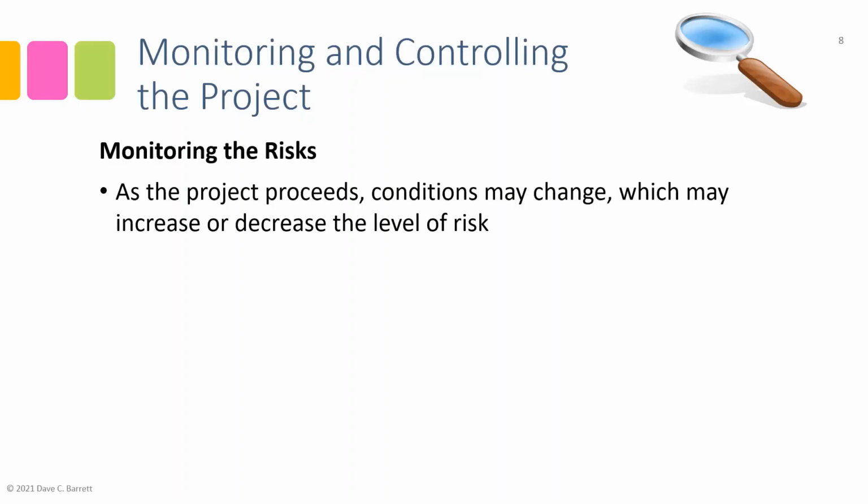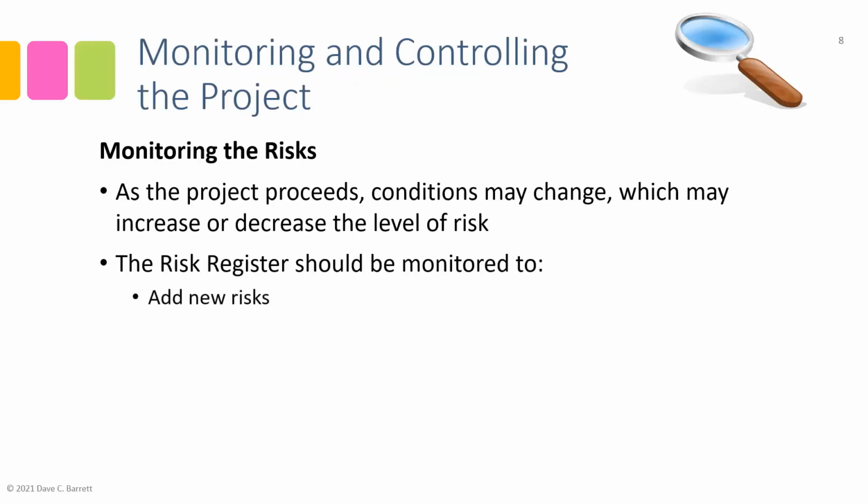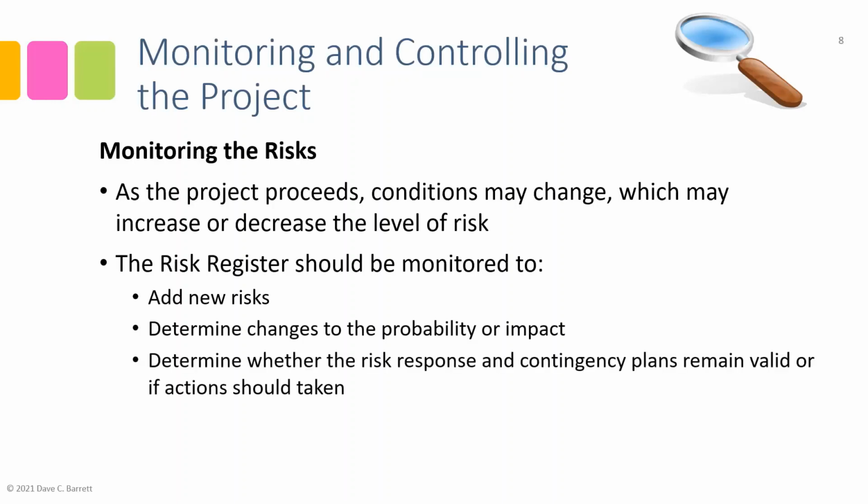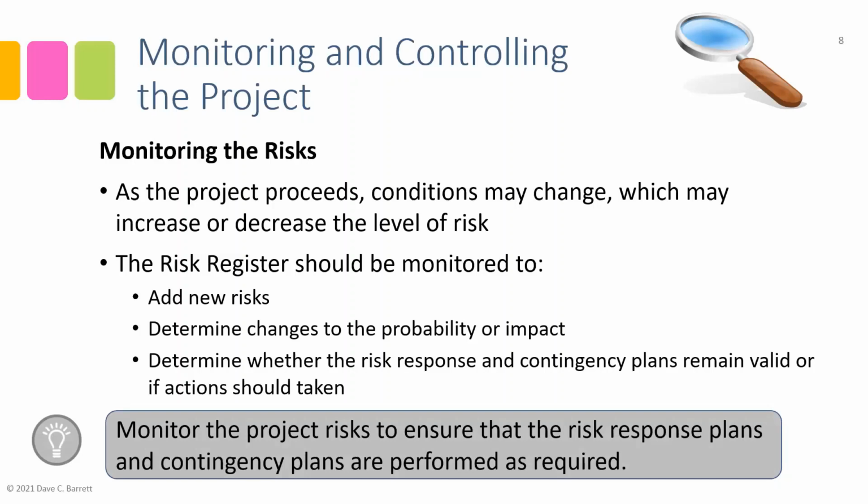So we need to monitor the risk register. We should monitor it to add any new risks that we might now detect that we didn't realize were present during the planning phase. Determine changes to probability or impact, as I mentioned. Determine whether the risk response and contingency plans remain valid, or if actions should be taken, or if we should modify them in some way. So key idea: monitor the project risks in the risk register to ensure that the risk response plans and contingency plans are performed as required.